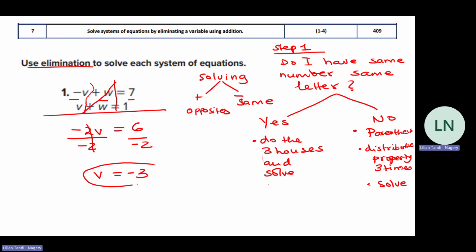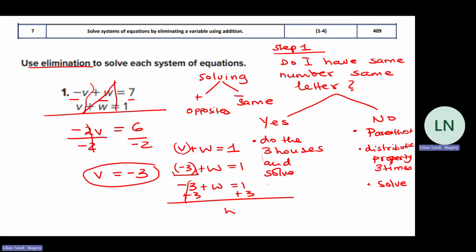Now you have found V, you should find W. I will use the second equation. V plus W equals 1. I know V, it will be in parentheses, so parentheses negative 3 plus W equals 1. If I solve this, it remains negative 3 plus W equals 1. I will add 3 on both sides. I will get W is 4. Now you must follow the alphabet.